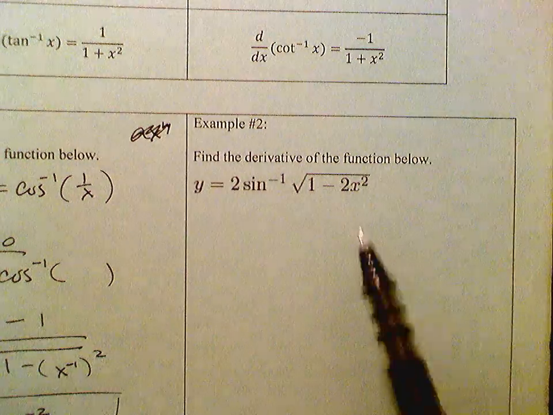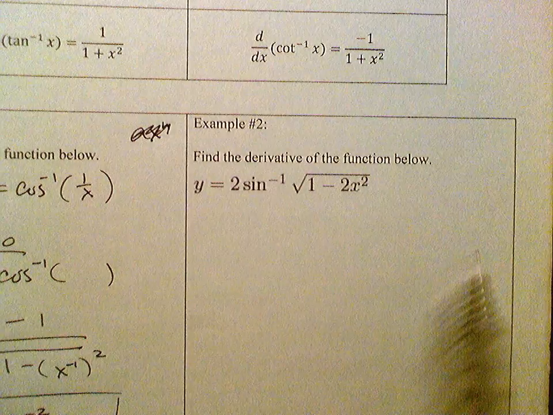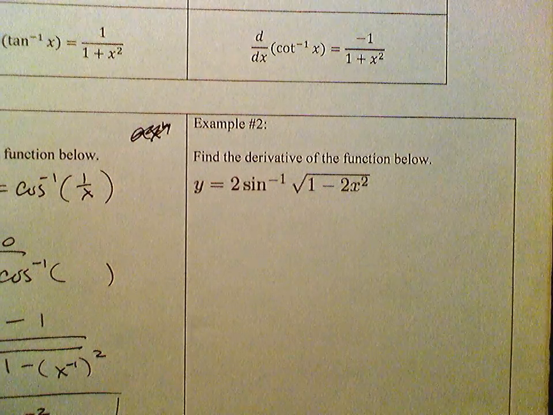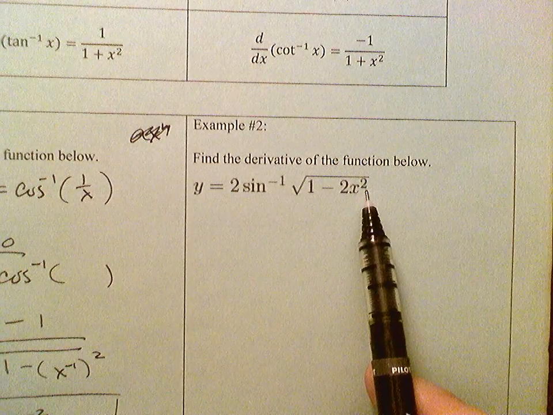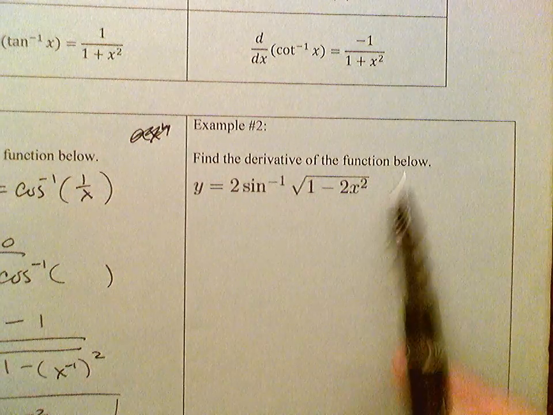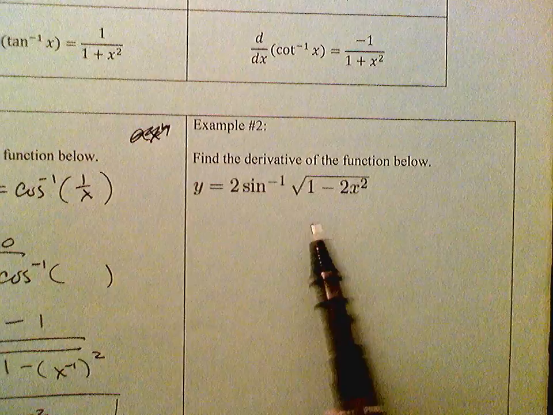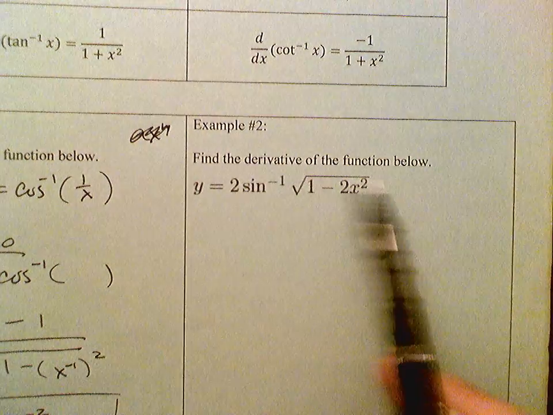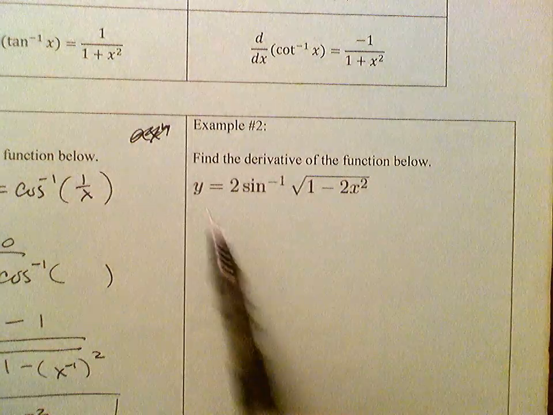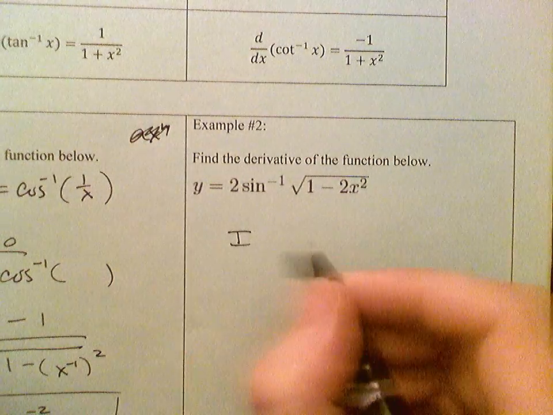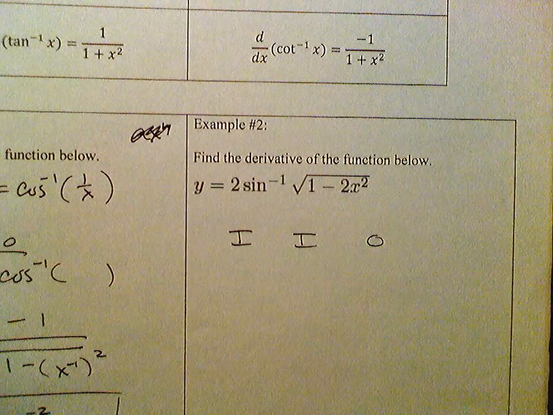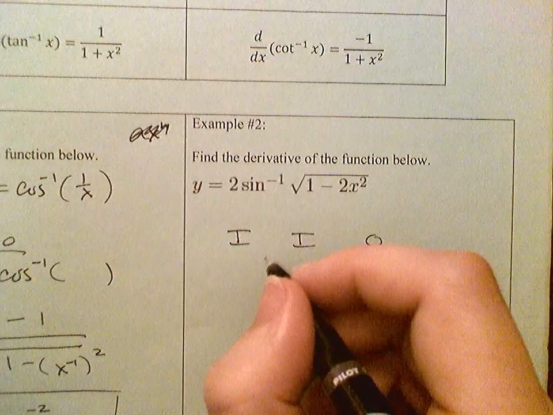So I'm at least going to have one inside function. So I look at it and I say, okay, what's inside of another function? Well, I see 1 minus 2x squared inside of the larger function. But I also see the square root function inside of the larger function. So this is actually a double chain rule situation. Okay, there's 2 inside functions and one big outside function.